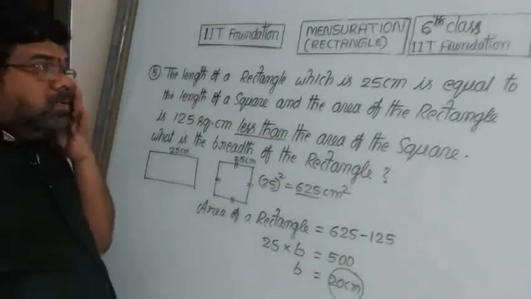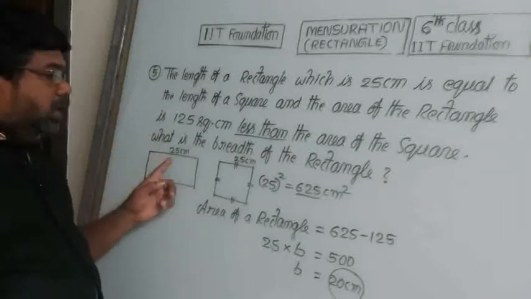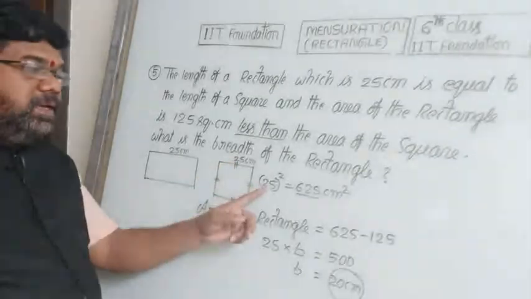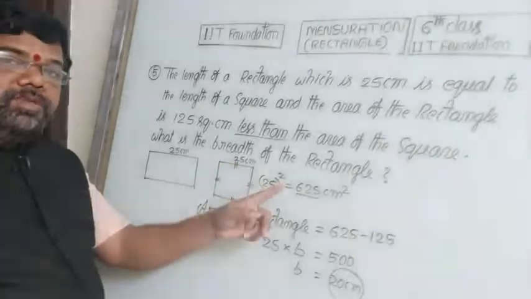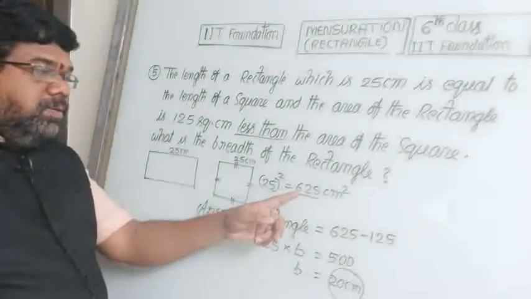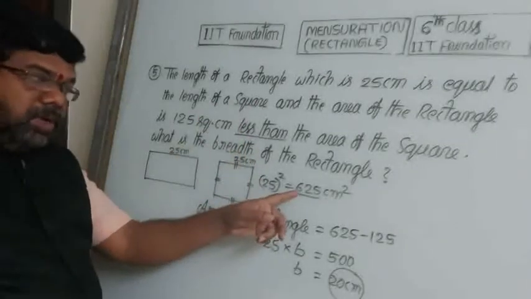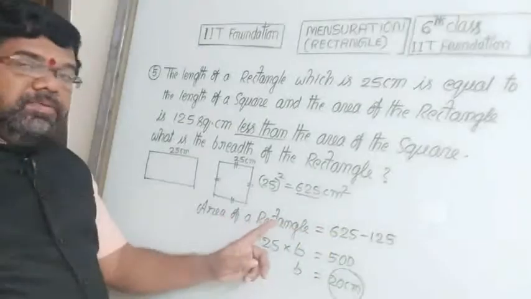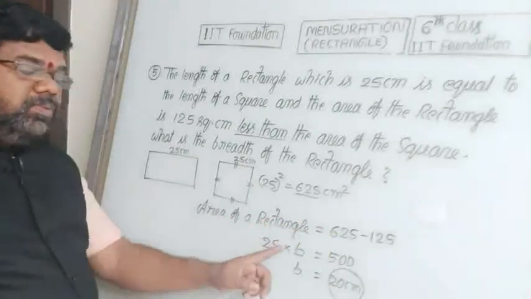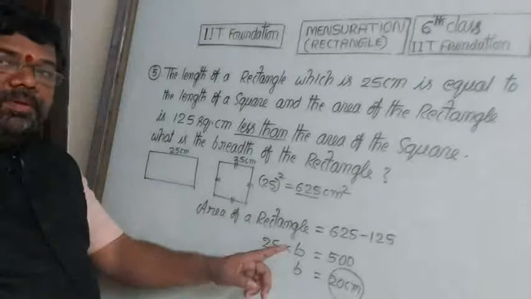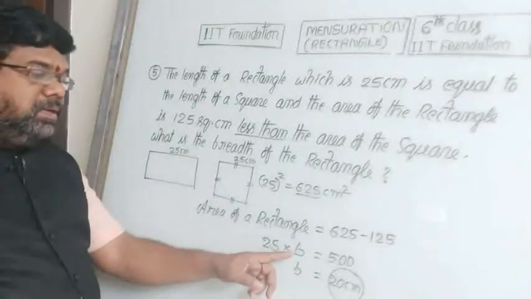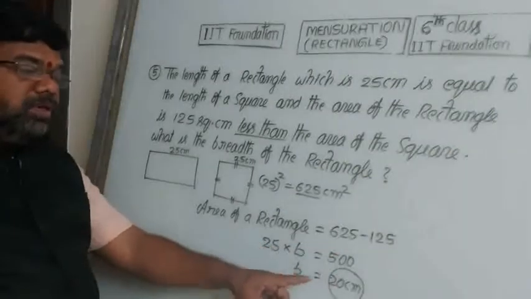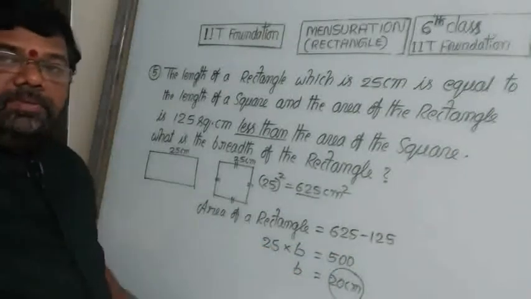Okay. So some conditions are given. A rectangle length is given, that is equal to the side of a square. If the side of a square is given, area is side square, 25 square, 25 square means 625. But the area of rectangle is 125 less than this, so 625 minus 125. This is the area of rectangle. Area of rectangle means length into breadth. So length is 25, breadth we have to calculate. By taking 25 to this side, 25 twos, so breadth is 25 centimeters.